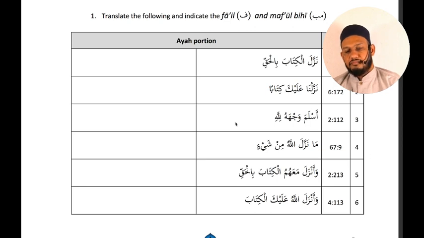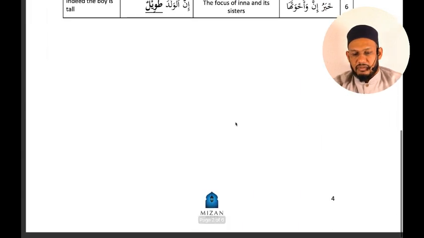Number 6. Wa anzala Allahu alayka al-kitaba. And I can see the fa'il here is going to be to the left, not on. Allah, lafzul jalala, the word Allah there. Wa anzala Allah, number 6. And Allah sent down alayka, upon you, O Muhammad sallallahu alayhi wa sallam, al-kitaba, the maf'ulun bihi. So for number 6, we don't say he, Allah, we just say and Allah sent down the kitab with truth.